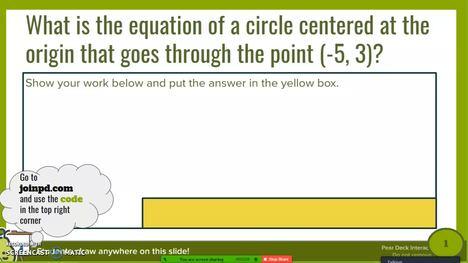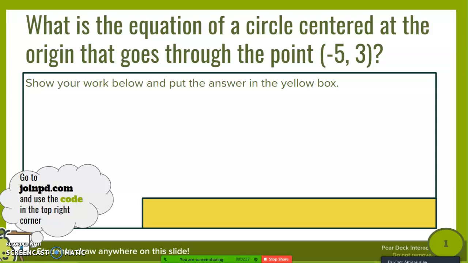So we started class with this little do now activity, which should be a review of what we did for Monday's class. Give it a try. Okay, now that you've tried, let me show you how to do it.